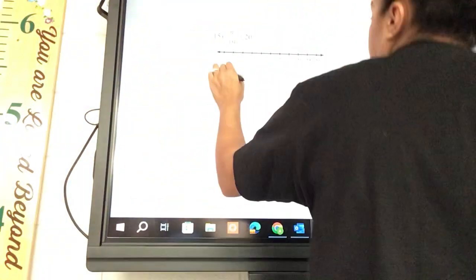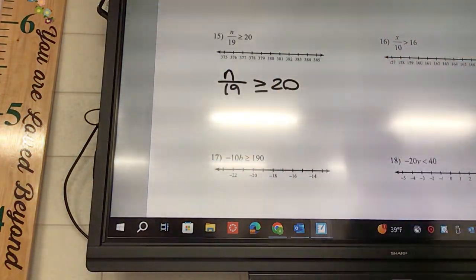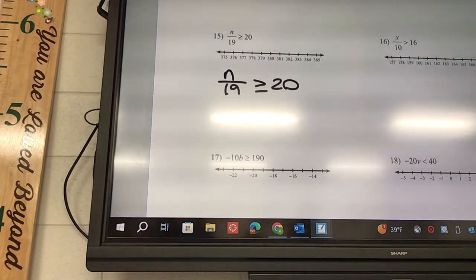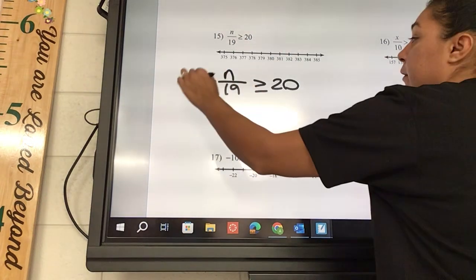Okay, 15, I got n over 19. Okay. What needs moved? The 19. How do I move it? Multiply. Okay, we're going to multiply both sides by 19.